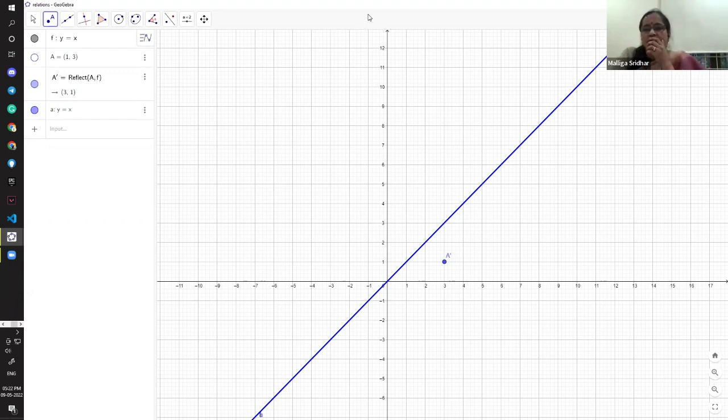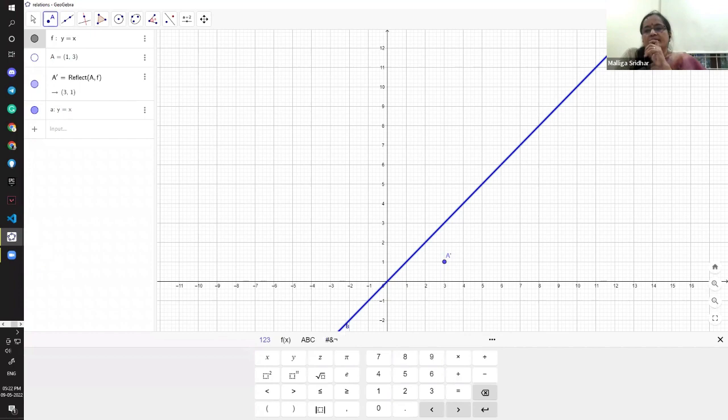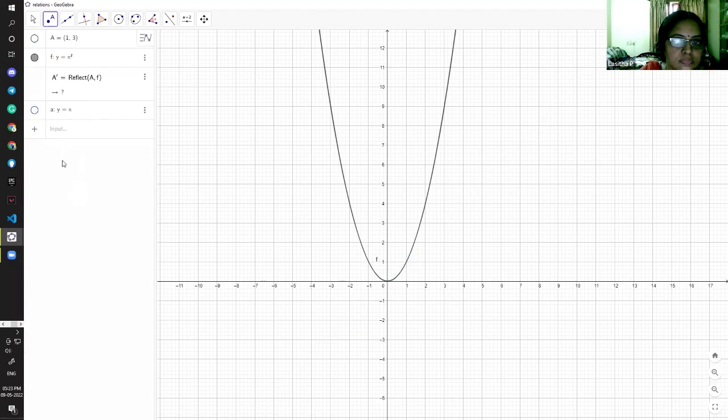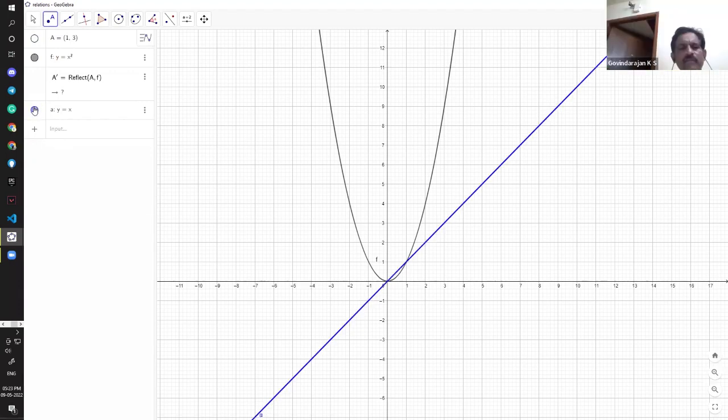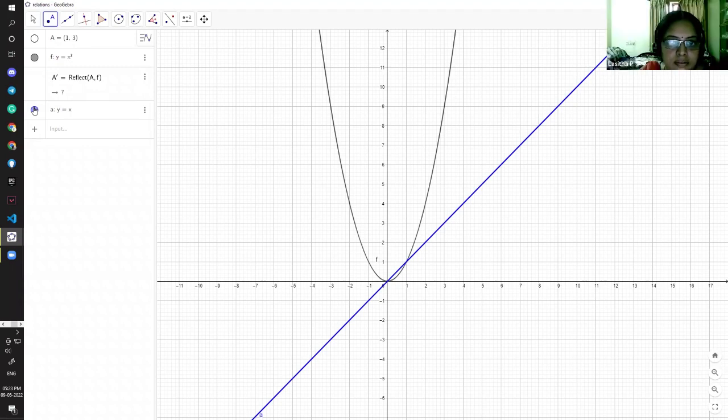And y is equal to x square. Here also we don't have a shaded region, which is why I'm saying it cannot be reflexive. This is y equal to x square. So the line y equal to x here, but it's an equation, right? y equal to x square.